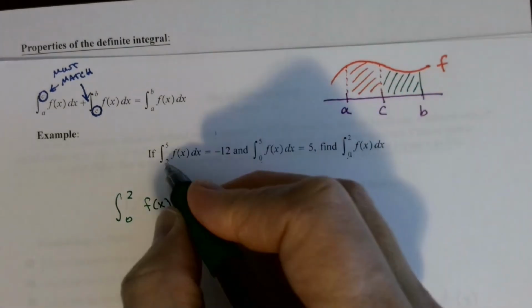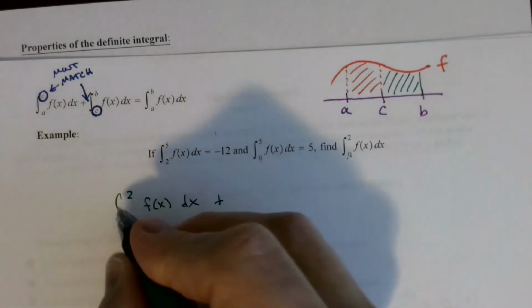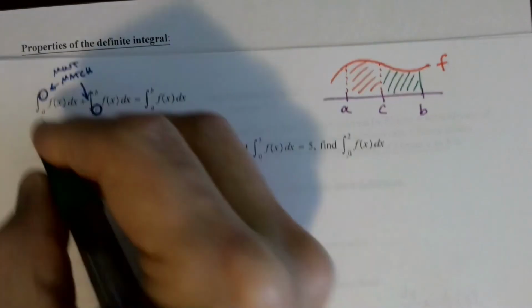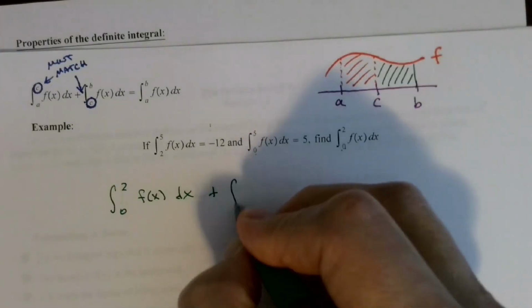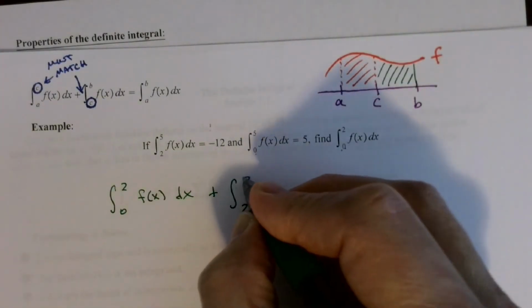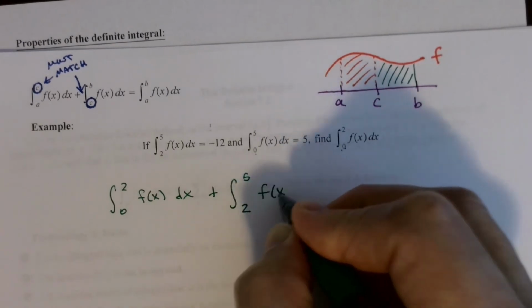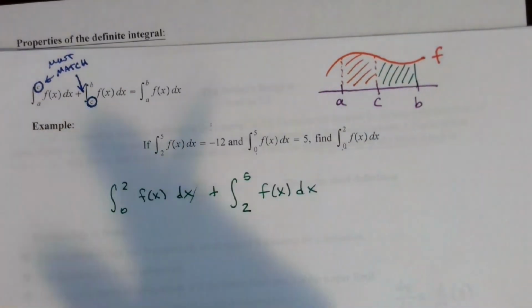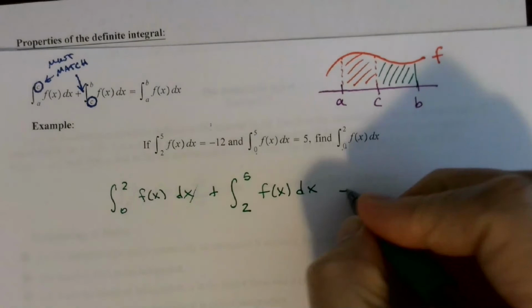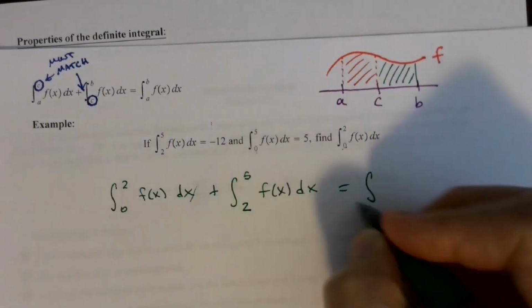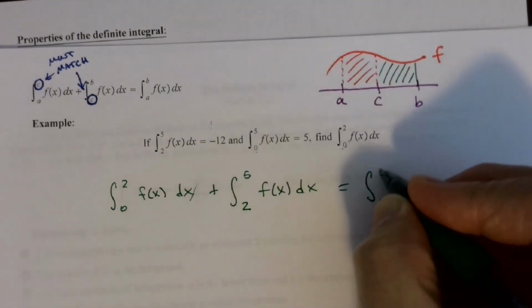and then if I add the integral from what? 2 to 5. Since the upper limit here is 2, remember I want to match the lower limit, 2 here, to 5 f of x dx. Then in that case, by this property here, this is equal to what? The integral from 0, the lower limit here, to 5.